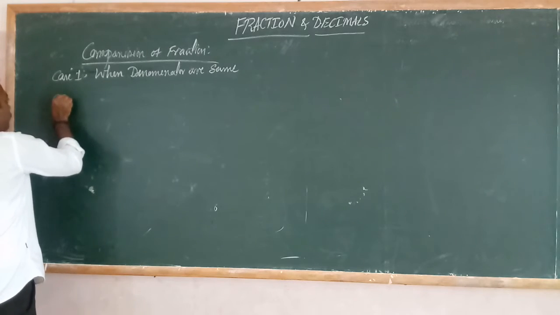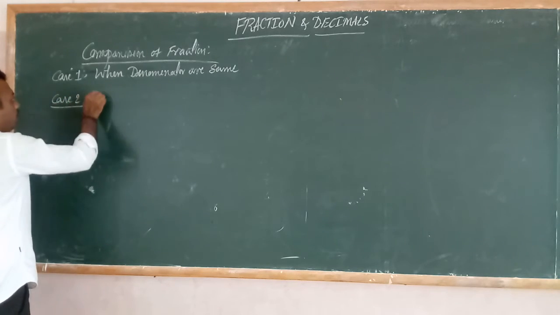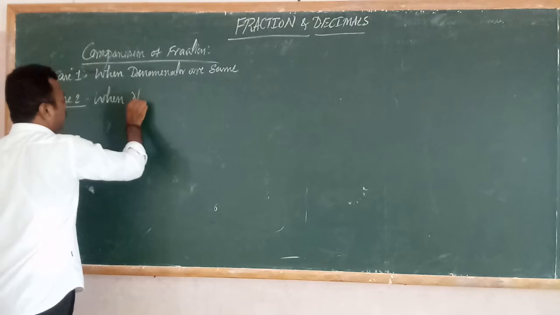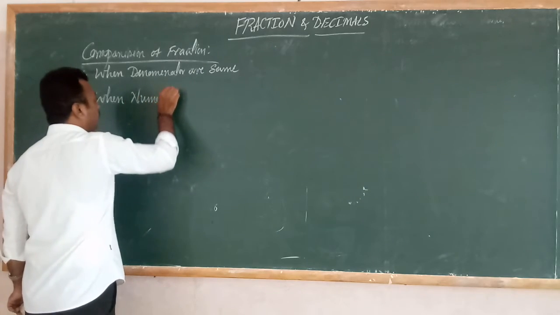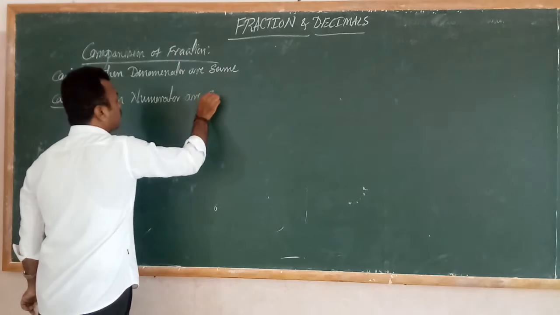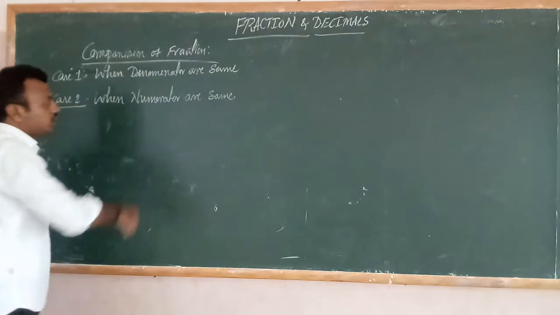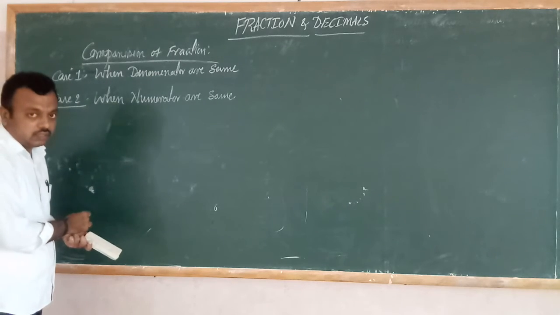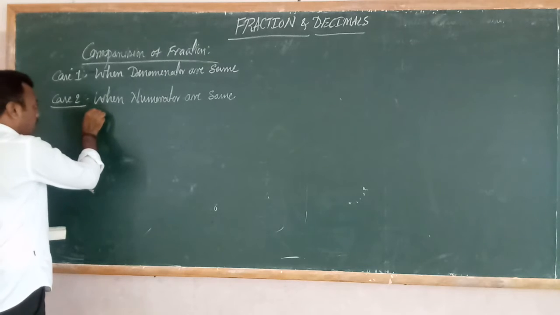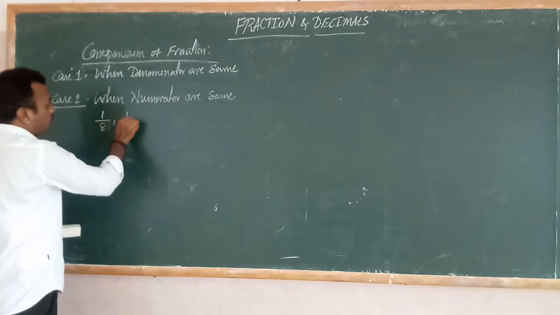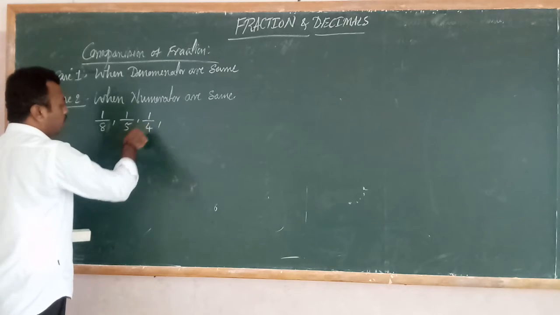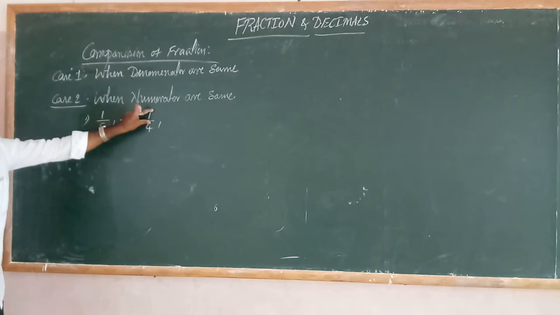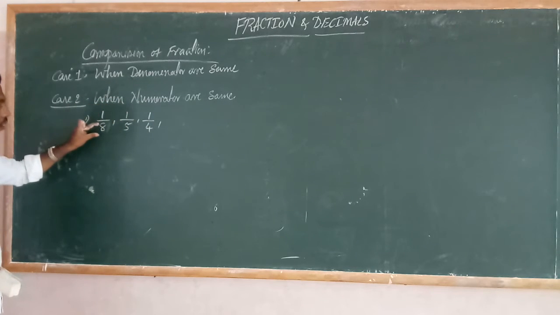Case 2. When the numerators are the same. Here in case 1 the denominators are same, here the numerators are same. When the numerators are the same, how do you compare the fractions? I will take one example. 1 by 8, 1 by 5, 1 by 4, enough. Here the numerators are same. When the numerators are same, it depends upon the denominator.